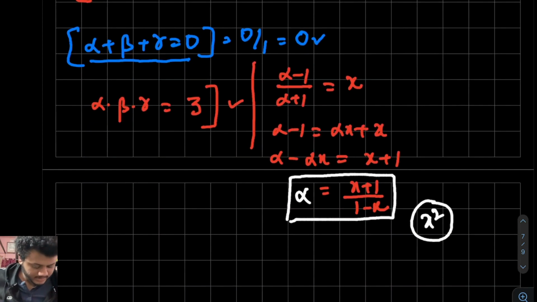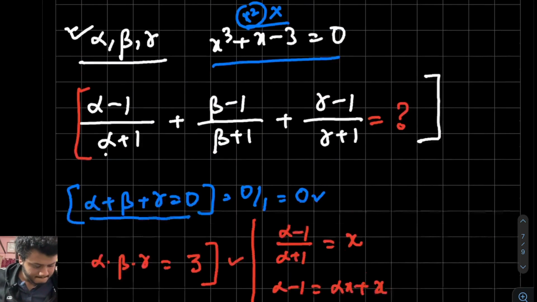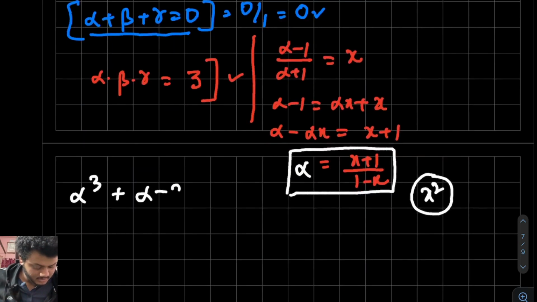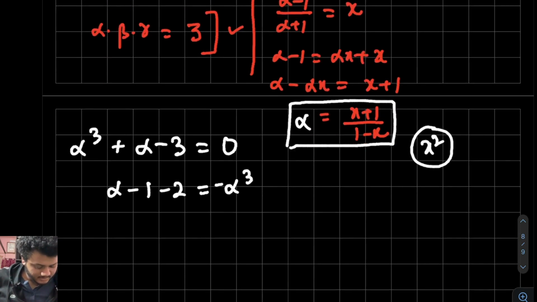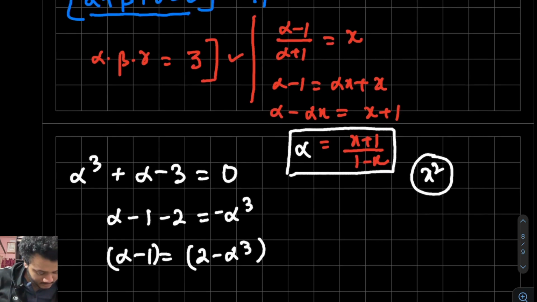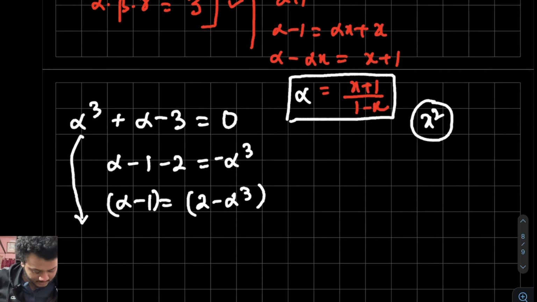You can also use the fact that alpha cube plus alpha minus 3 is equal to 0. So alpha minus 1 minus 2 is equal to negative alpha cube. So alpha minus 1 is equal to 2 minus alpha cube. And from here we can also derive the fact that alpha squared into alpha plus 1 comes out to be 3. Sorry, not alpha plus, alpha plus 1.